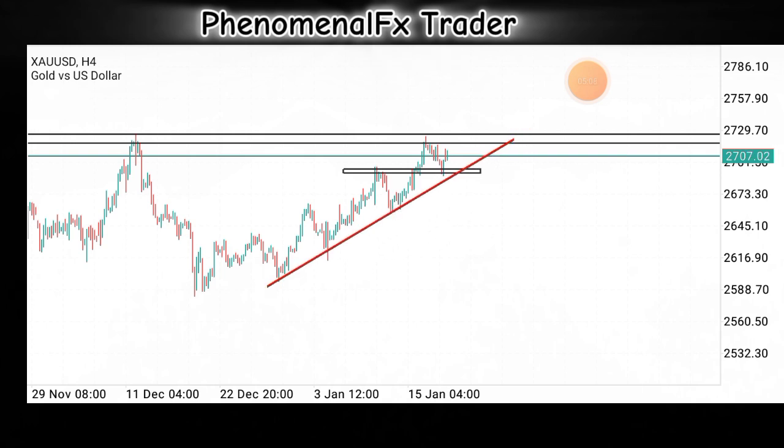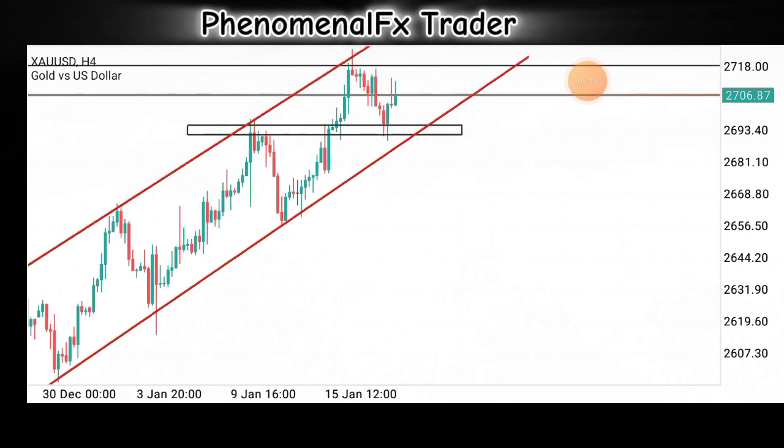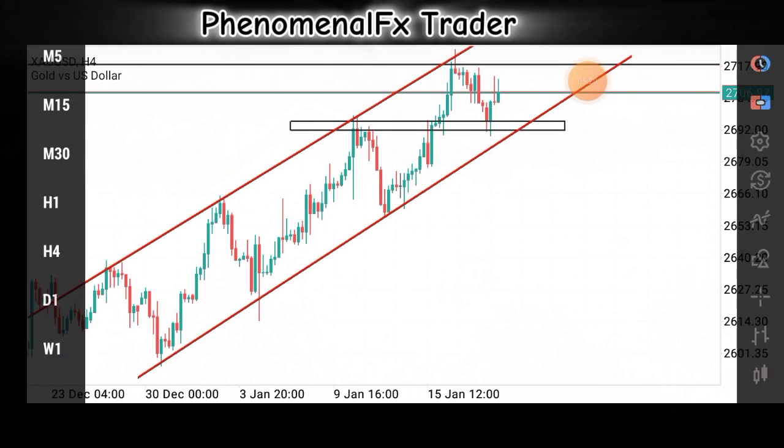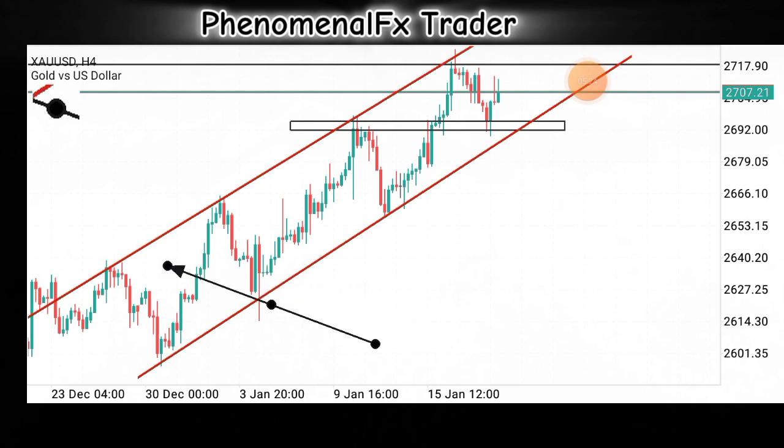If I duplicate this trend line, you can see what we have here is actually a channel. We are having a channel pattern right here. You can see the higher highs and the higher lows the market created on the 4 hourly time frame: a high, low, higher low, higher low, higher high. This is a higher low here at this point, and this is actually a flip zone too.